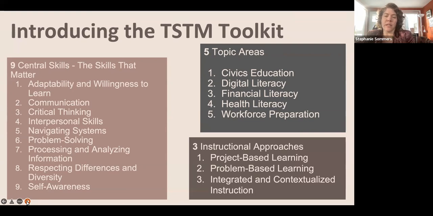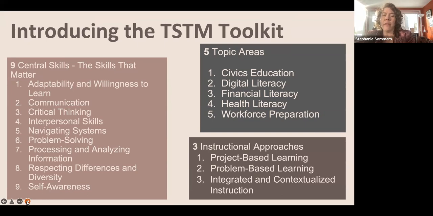Then the toolkit is divided into 5 topic areas. We've got civics education, that's the area that Betsy Parrish worked on. Digital literacy, of course, that was Jen Vanek. Financial literacy and health literacy were developed by subject matter experts from different areas of the country, as well as workforce prep.